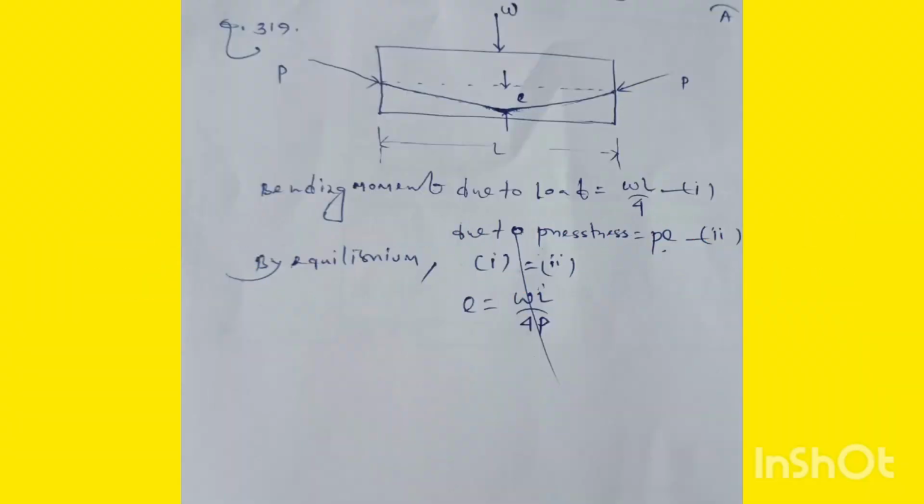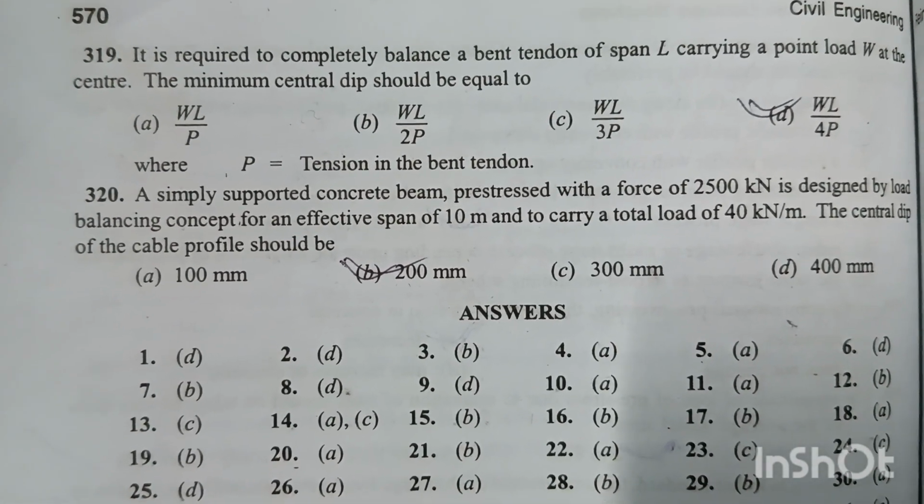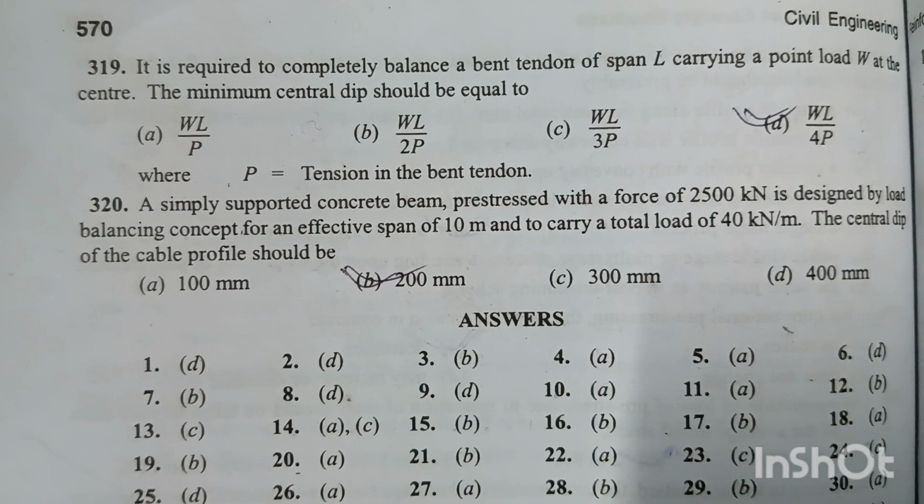Suppose this is a simply supported beam of span L. We know the bending moment due to load will be WL by 4, and the moment due to the pre-stress force will be force into distance, P into E. By equilibrium we can equate equation 1 and equation 2. So E will be equal to WL by 4P. Option D is the right answer, WL by 4P, where P is the tension in the bent tendon.